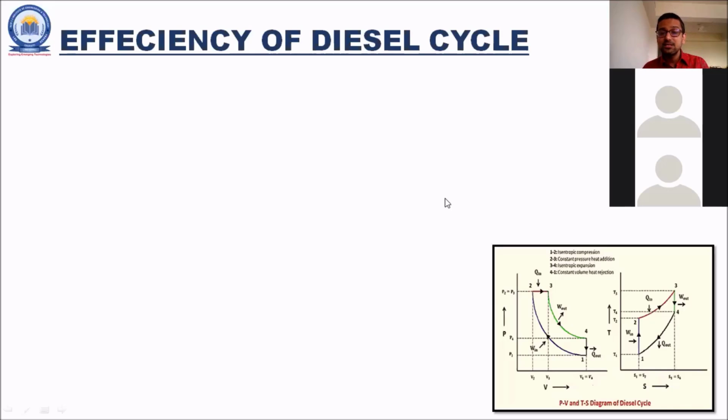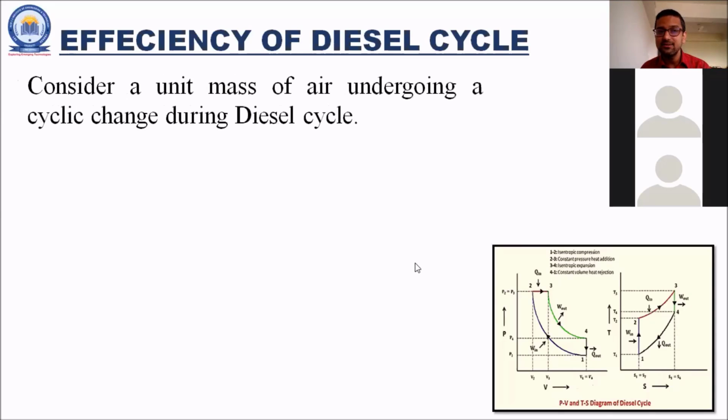So in making the derivation of the efficiency of the diesel cycle, we need to understand the PV diagram as well as the TS diagram. We will be using the reference of both these diagrams. So the first step of the derivation, we are considering the unit mass of the air undergoing a cyclic change during the diesel cycle. Similar to the Otto cycle, in this cycle also, Rudolf Diesel has considered the mass that is 1 unit.